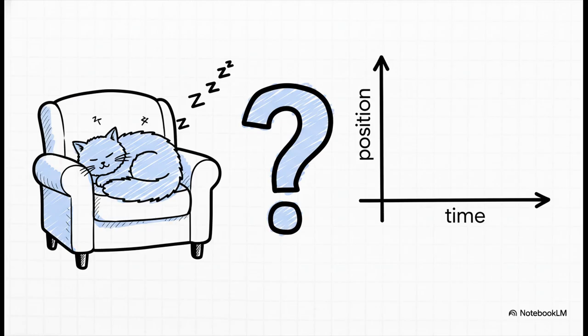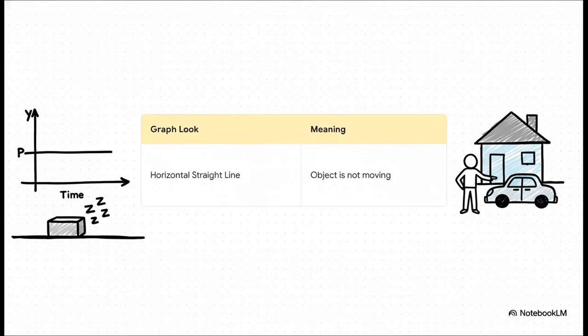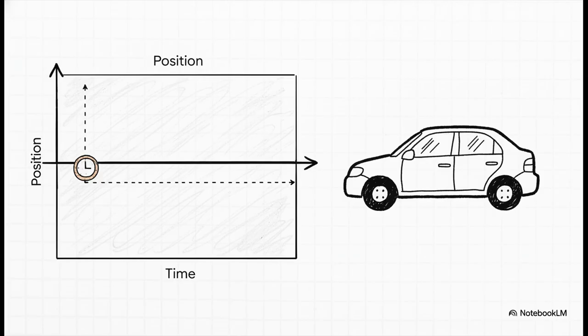So let's start with the simplest story you can tell. The story of not moving at all. How in the world does a graph show something just staying put? Well, here it is. This is our first piece of the code. If you see a perfectly flat, horizontal line, you know exactly what's happening. The object is not moving one bit, it's at rest. Simple as that. And it makes total sense when you think about it, right? As time keeps ticking forward on the horizontal axis, its position on the vertical axis stays exactly the same. No change in position means, well, no movement.